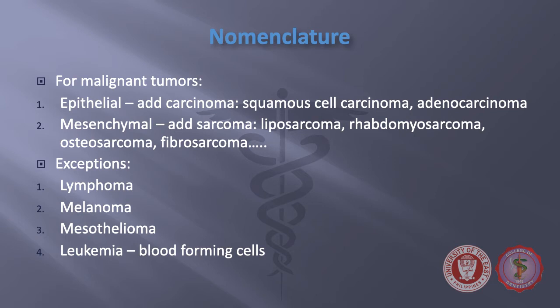An adenoma is benign, when malignant, it becomes adenocarcinoma. This is epithelial. A chondroma is benign, when it becomes malignant, it becomes a chondrosarcoma. This is mesenchymal. Review in your histology, the tissues that are classified as epithelial and mesenchymal.